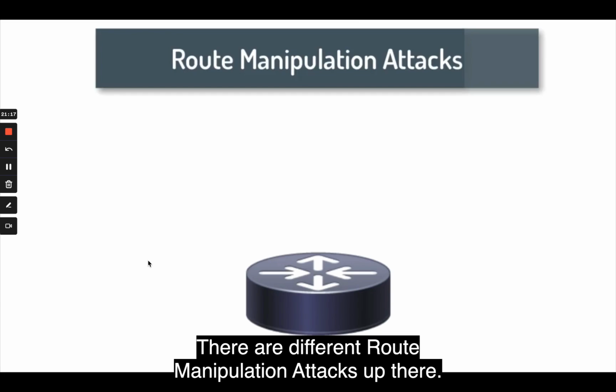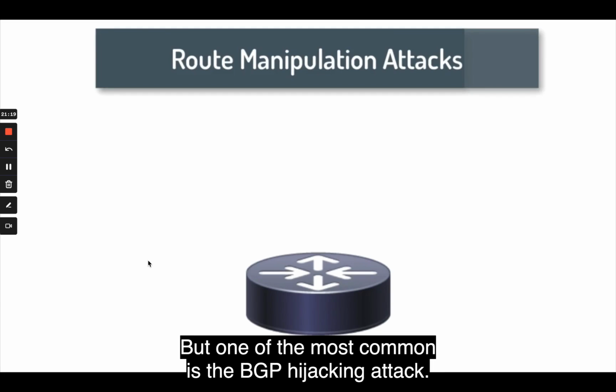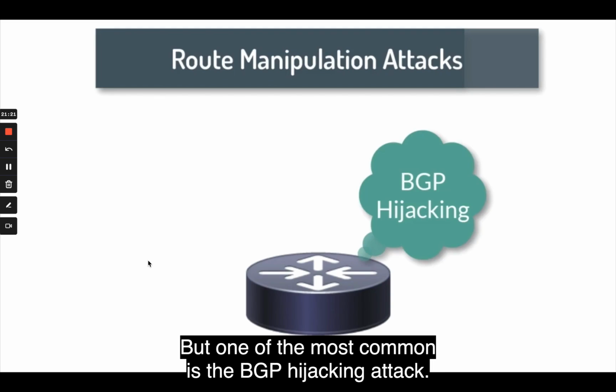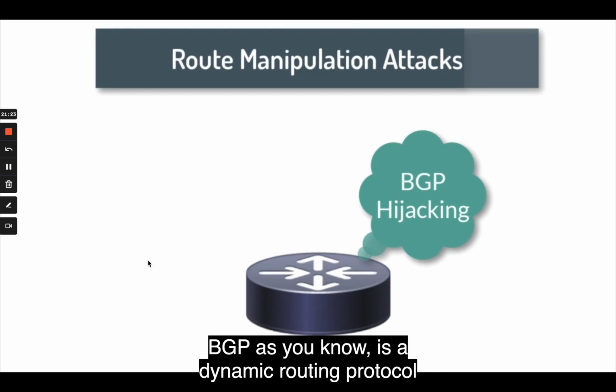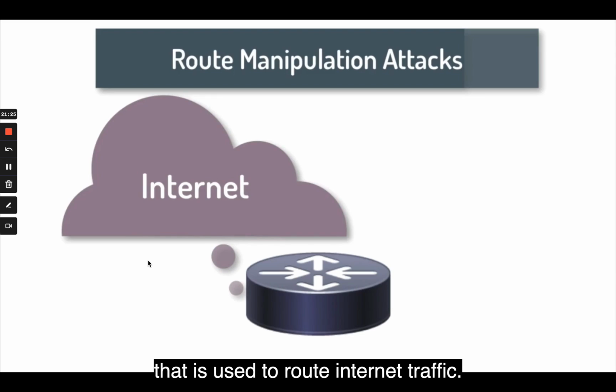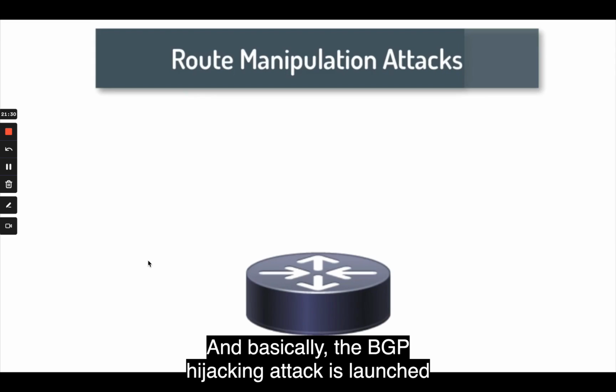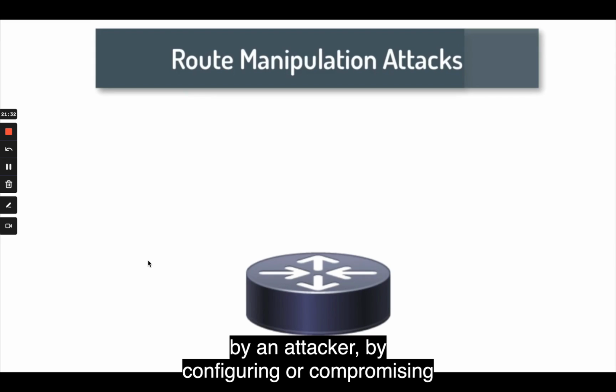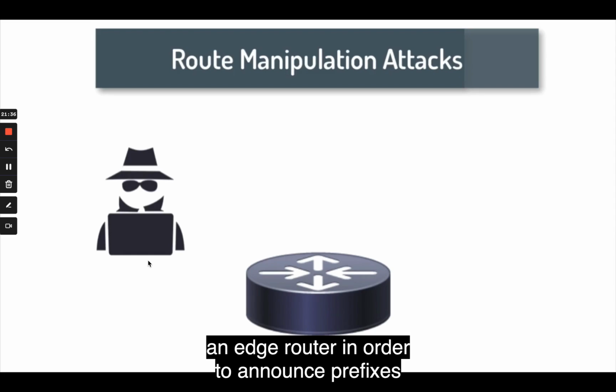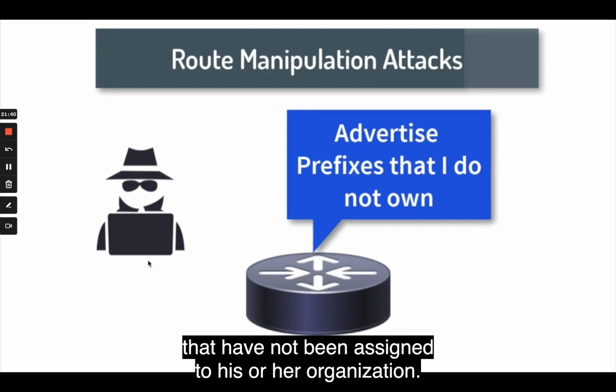There are different route manipulation attacks out there, but one of the most common is a BGP hijacking attack. BGP, as you know, is a dynamic routing protocol that is used to route internet traffic. And basically, the BGP hijacking attack is launched by an attacker by configuring or compromising an edge router in order to announce prefixes that have not been assigned to his or her organization.